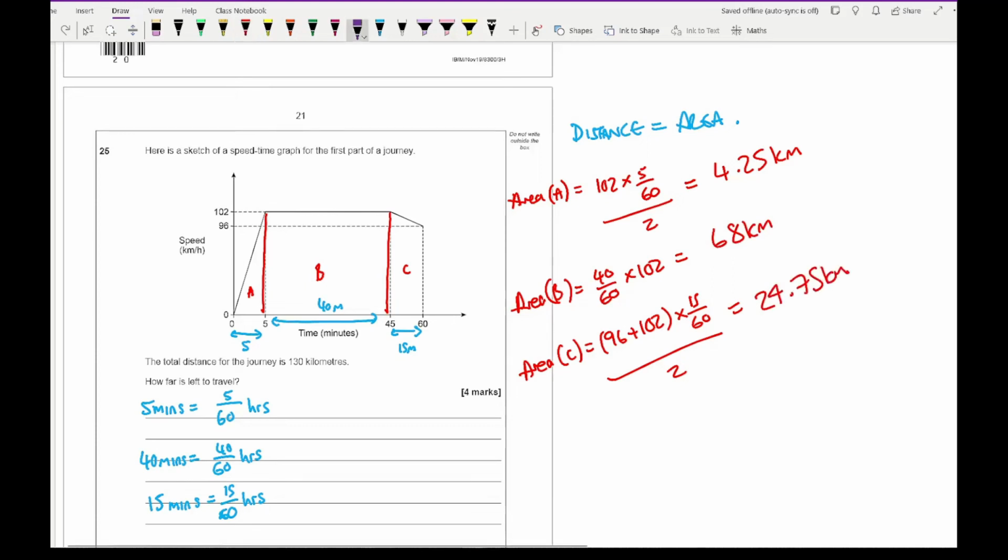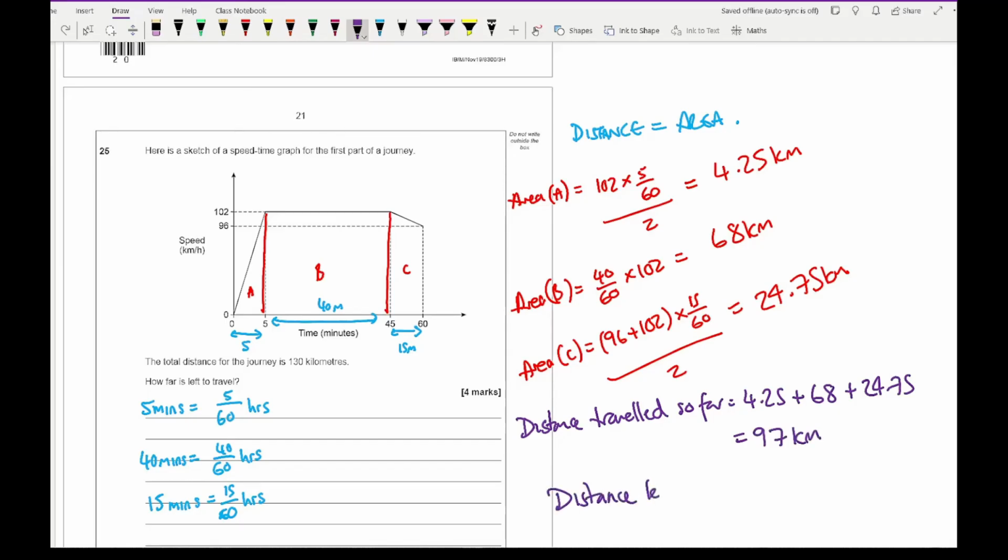Now, in terms of the distance travelled so far, well, that's going to be the three numbers added together. So it's 4.25 plus 68 plus 24.75, which comes up to 97 kilometers. So the distance left, which is what the question's asking me, is going to be 130 minus 97, which gives me a final answer of 33 kilometers.